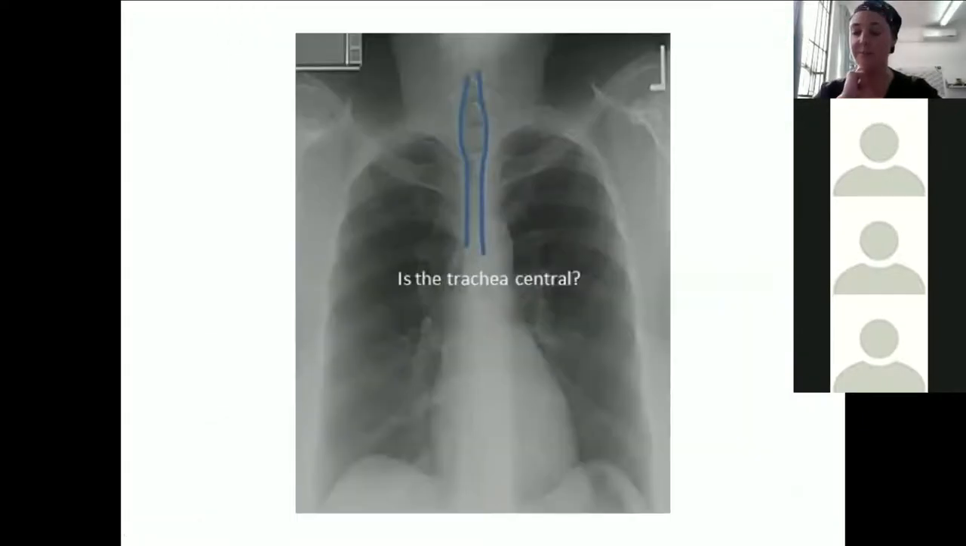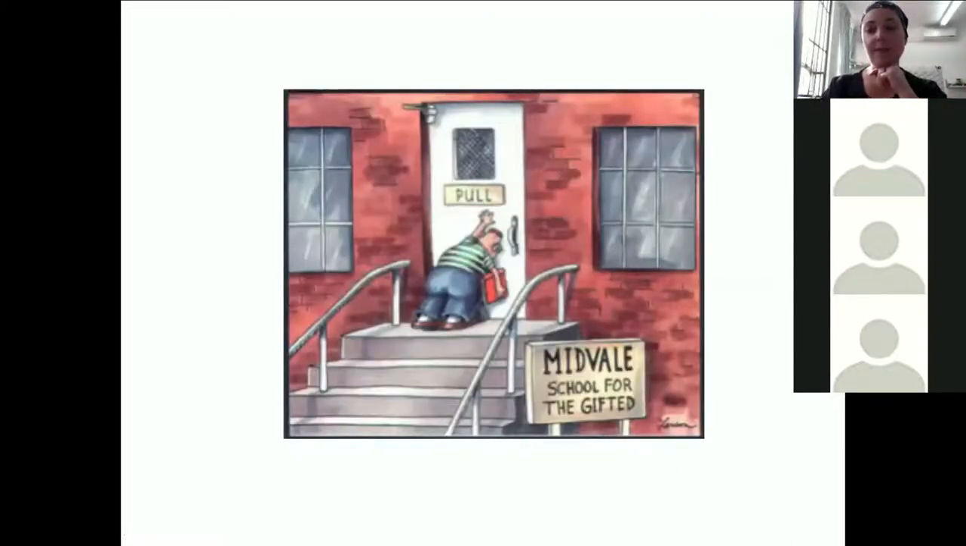So let's have a look at some basic examples here. First thing you want to have a look at is the trachea central? Or is it moved off towards the left or the right? And the important thing to remember in terms of the trachea moving is that the trachea could be pushed or the trachea could be pulled. Both of those are really important to try and differentiate.